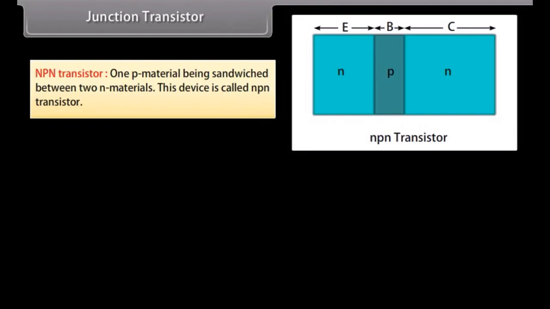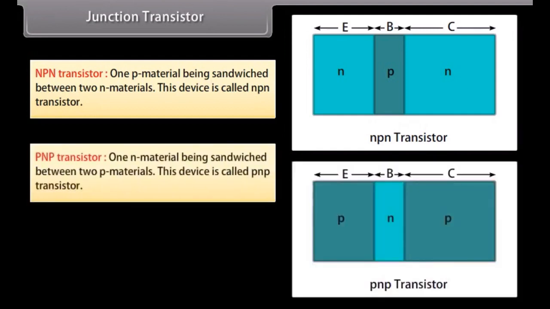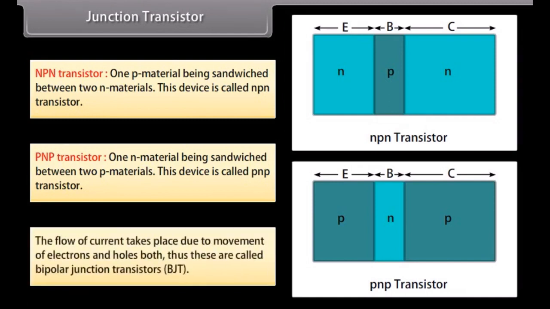NPN transistor: one P material sandwiched between two N materials. This device is called an NPN transistor. PNP transistor: one N material sandwiched between two P materials. This device is called a PNP transistor. The flow of current takes place due to movement of both electrons and holes. Thus, these are called bipolar junction transistors.